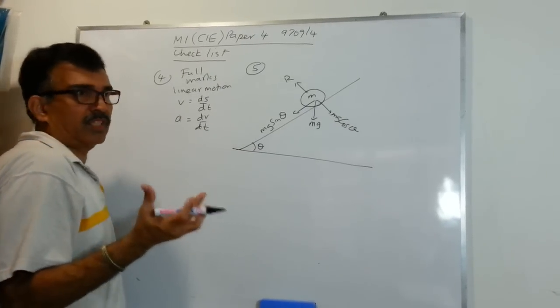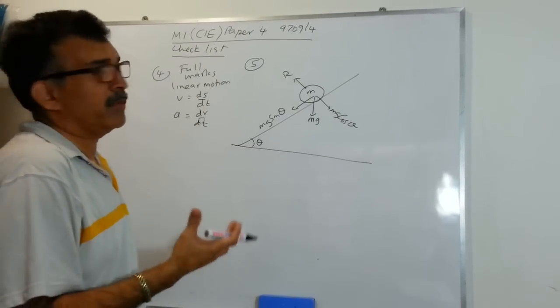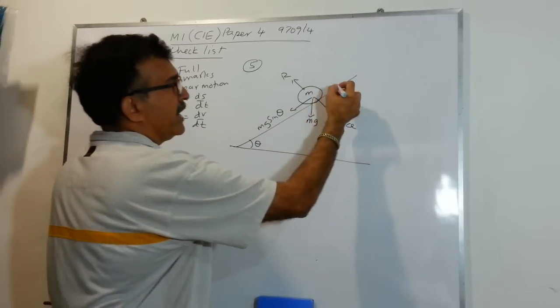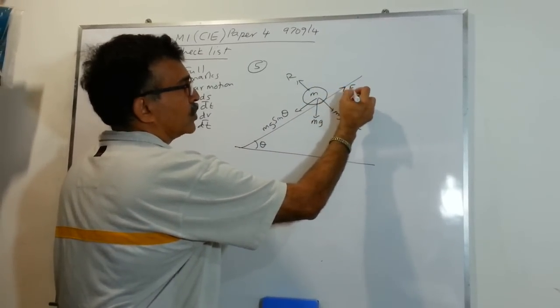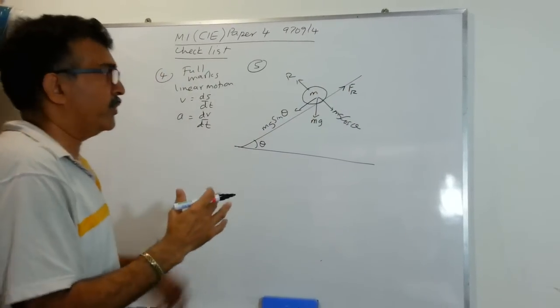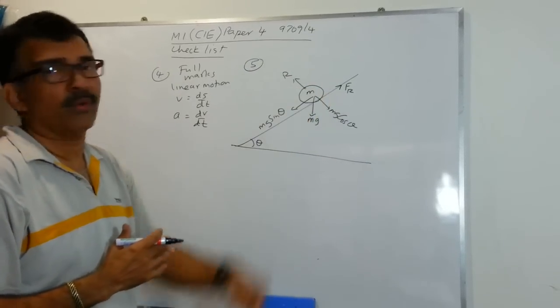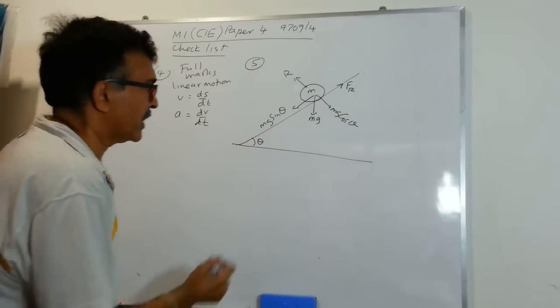And if you have a problem involving friction and the object is on the verge of coming down, then your frictional force will be acting upwards. If your question in the exam says the object is about to come down, make sure you plug in your frictional force acting upwards.